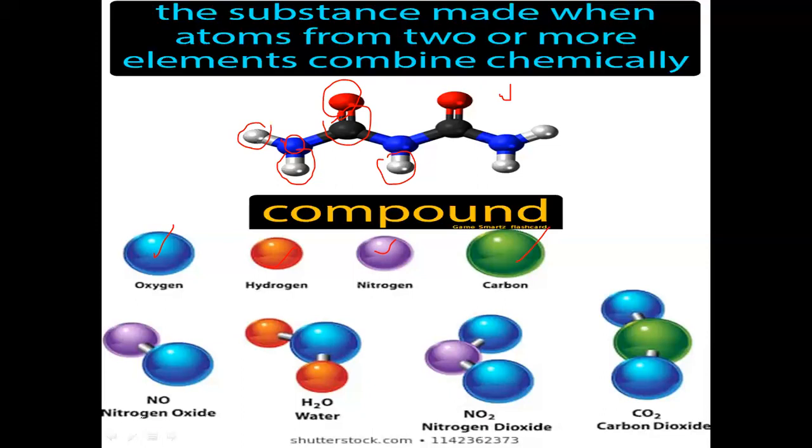Like with oxygen, we can form NO, nitrogen oxide. Because this one is oxygen, here oxygen is combined with two hydrogens, so it will form water. Here two oxygens are combined with nitrogen, so it is nitrogen dioxide, because nitrogen is one and two oxygens are there. Here is one carbon inside, and around it there are two oxygen atoms, so that is carbon dioxide, the gas which we exhale.